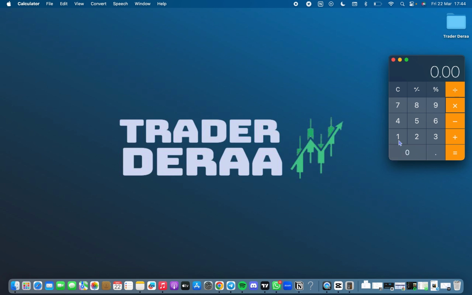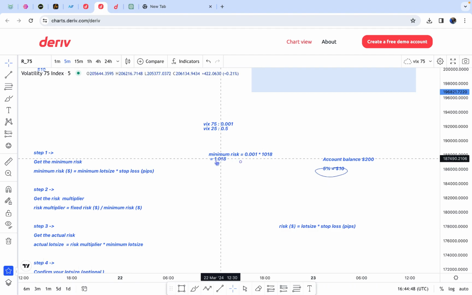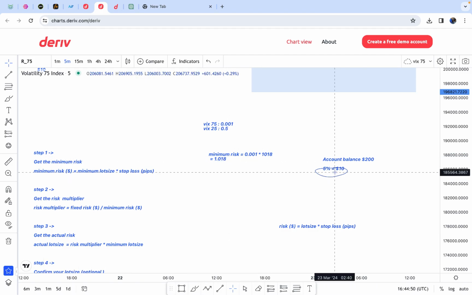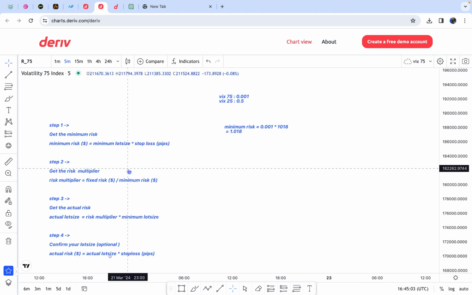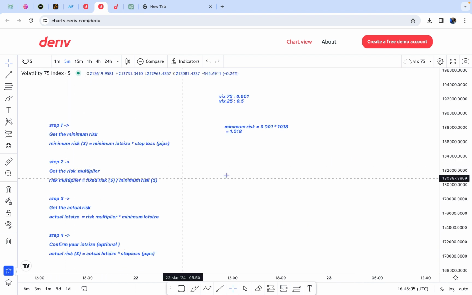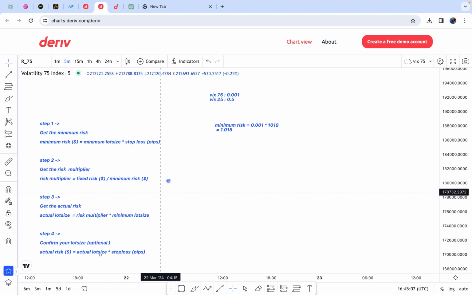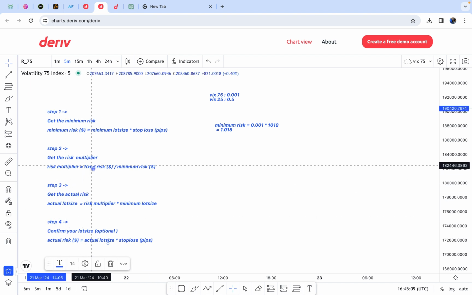Okay, so this is the value 1.0118, right? So let's just come back here. So the answer is 1.018, right? Simply, that's our minimum risk, right? Now we want to get the risk multiplier. So simply the risk multiplier, we'll be using it to calculate our actual risk, right?